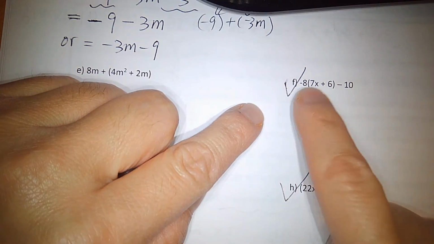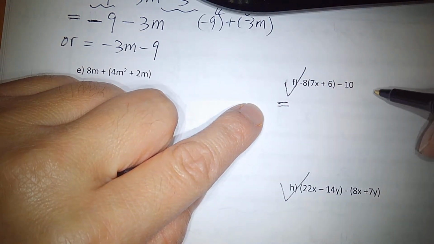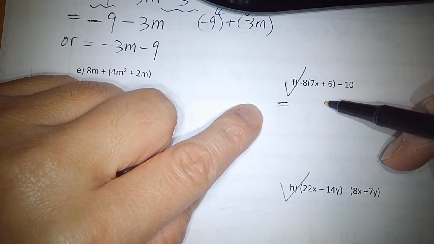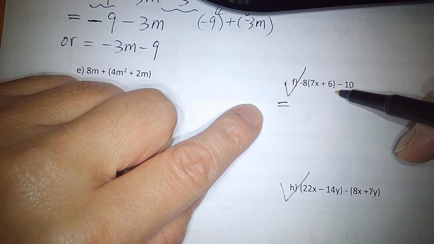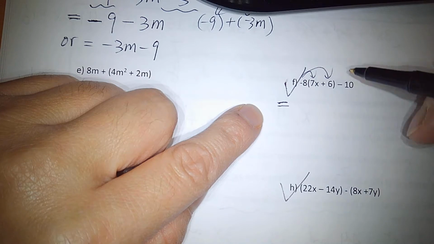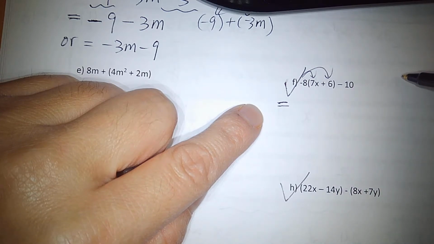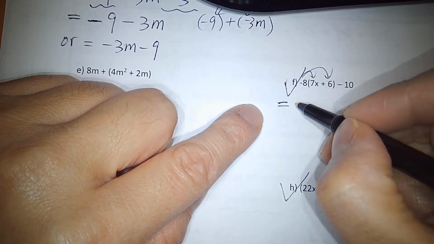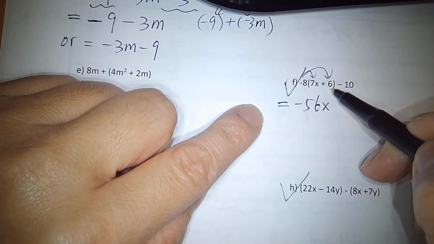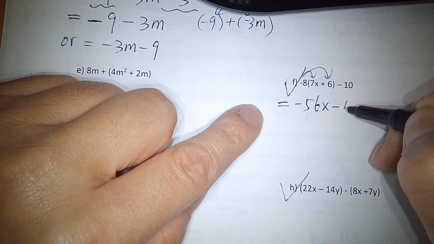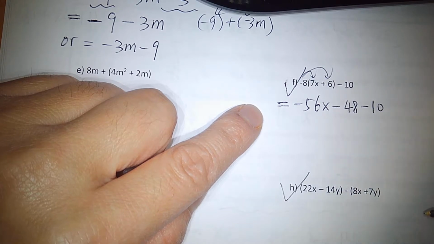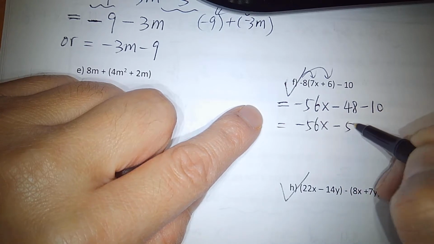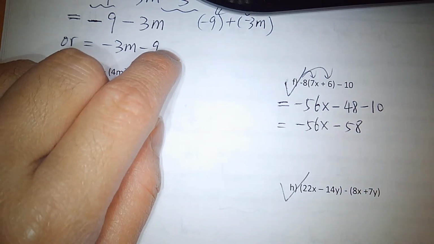Okay, so let's look at this question. What do we do at first, guys? What should we do about it? -8 times by the parentheses. Which property should we use to get rid of the parentheses? Distribute. Distributive property. So, -8 times by 7x gives us -56x. -8 times by 6. Yeah. Negative 56x minus 48, right? Does everybody get the same answer?